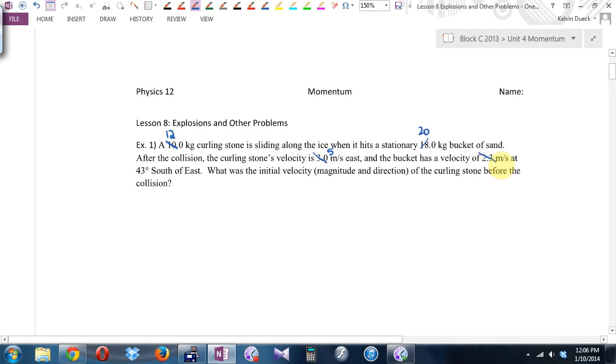Now I got to be a little careful here. I'm going to go 3.3, just on the off chance, because I need to make sure I don't demand more kinetic energy than was in the initial collision. I want to make sure I don't make up something impossible. At 40 degrees south of east. What was the initial velocity, magnitude and direction, of the curling stone before the collision?